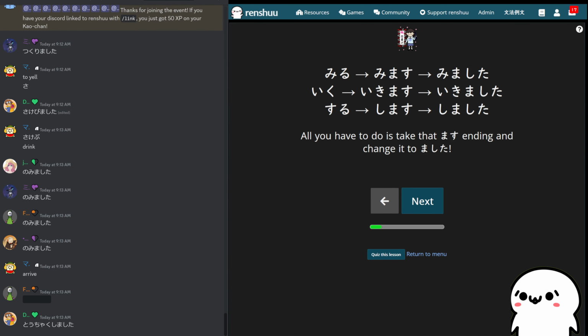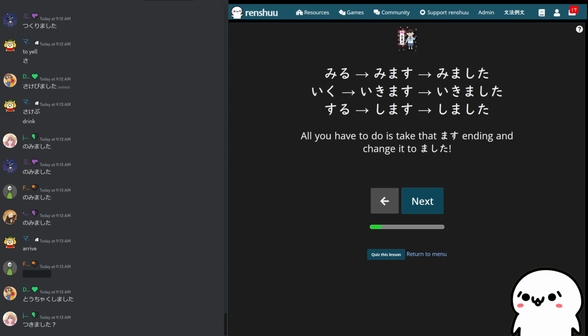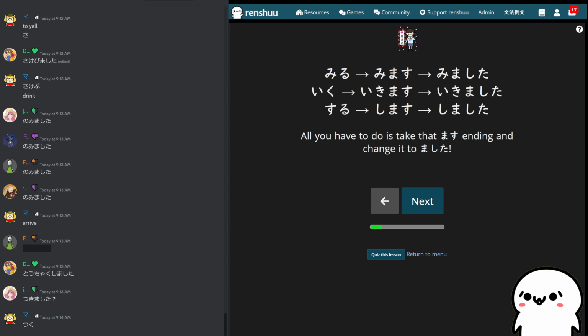Oh, I see two versions. So this is a good point. I see two. The last two that came out, they're both right. One, the more common one, you'd say the more standard, I guess, is tsuku, which means the past tense would be tsukimashita.